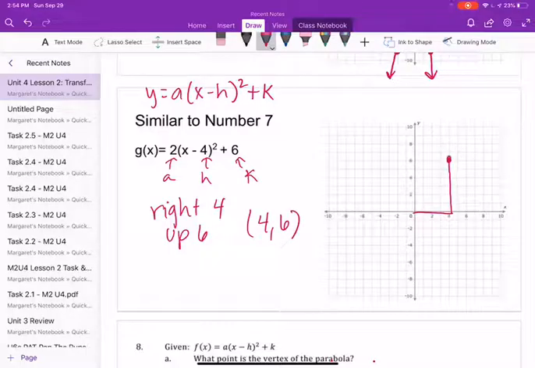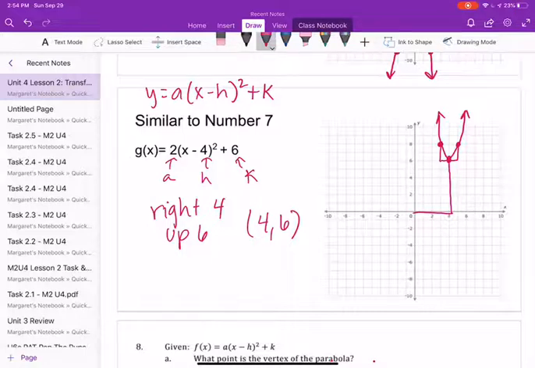And then this 2 is our growth factor. So that tells us that we're going to go over 1 and up 2 from that vertex. And we can sketch our parabola from there. Again, you can go type this into Desmos or into your technology now that you have plotted it, and we will see that that is indeed the case.